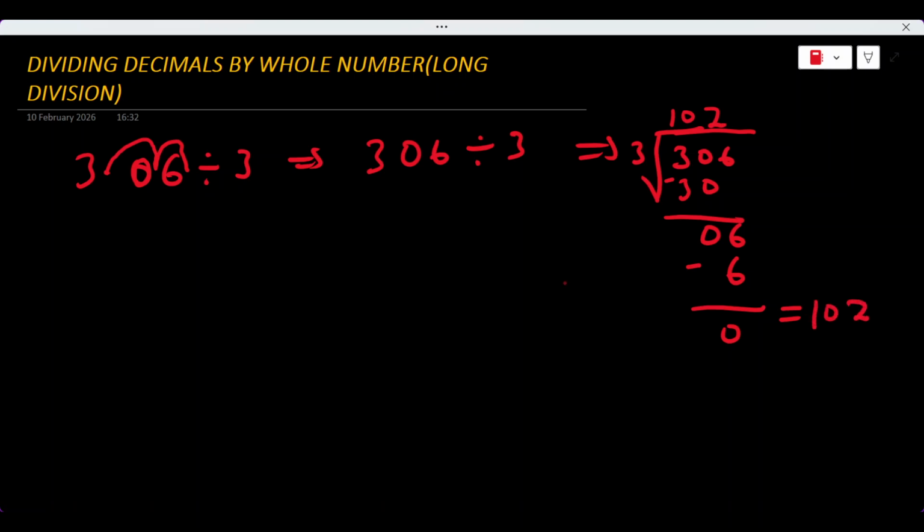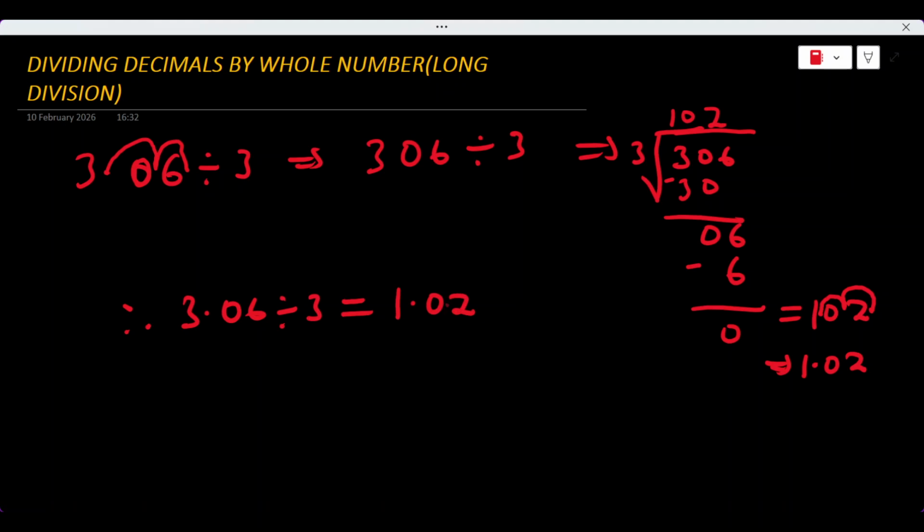But remember that you move twice. In the question, you move twice to the right to get the whole number. So now that you get 102, you have to move it twice to the left to get your answer. So you stand here, you move 1, 2, giving you what? 1.02. Therefore, 3.06 divided by 3 gives us the answer 1.02.